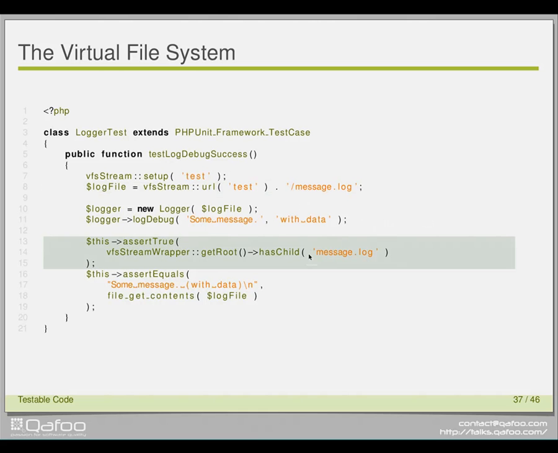What we could do here is, of course, assert that this virtual file system got a new child. We want to make sure that the message log is actually created, and after that we have our assertion again. Since VFS stream will recreate the file system on every call to setup, we can simply skip the cleanup work. So this makes it really, really easy for us to test these file system accesses in our logger class.